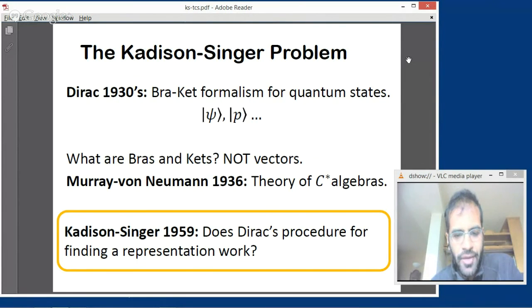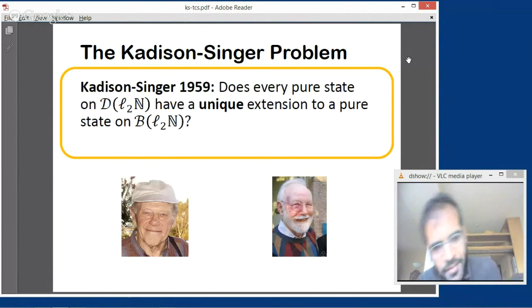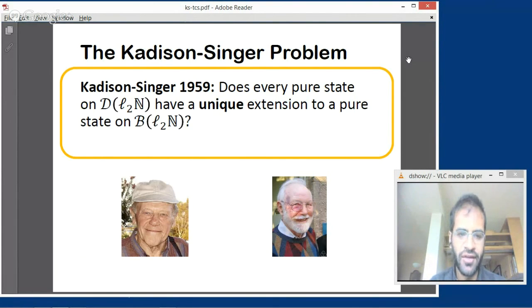And what this boiled down to mathematically was the following question, which became called the Cadison-Singer problem. It's a question about bounded operators on separable Hilbert space. It says, does every pure state on the algebra of diagonal operators on L2 have a unique extension to a pure state on the algebra of bounded operators on L2? Okay. So you don't have to understand what this means.